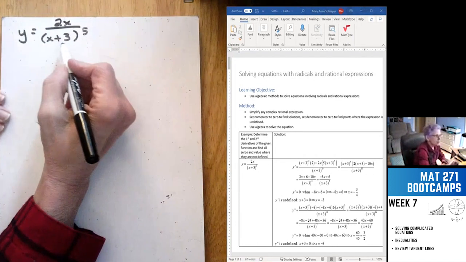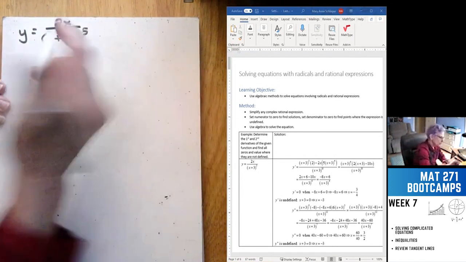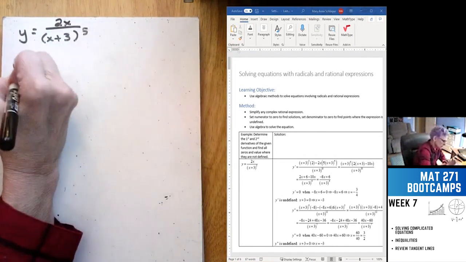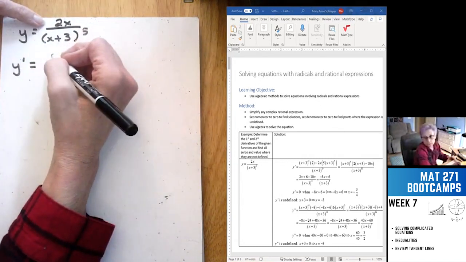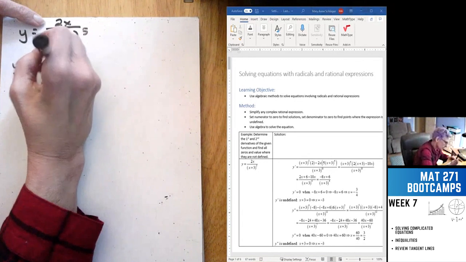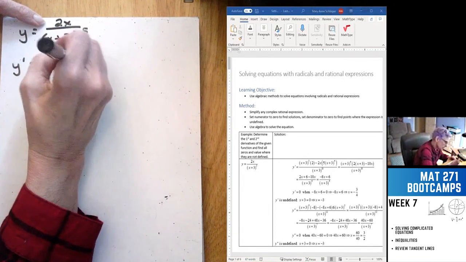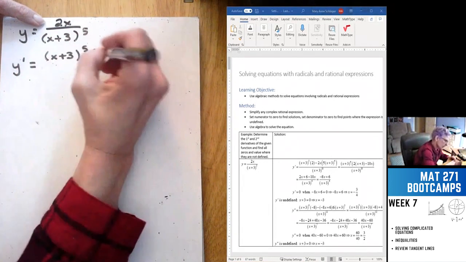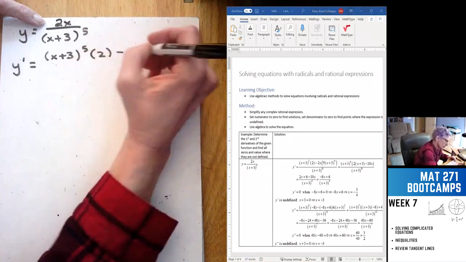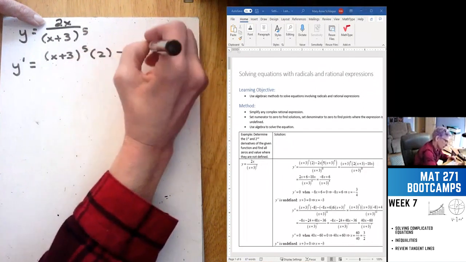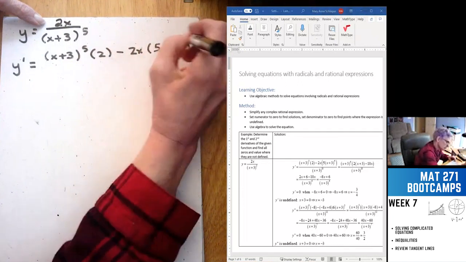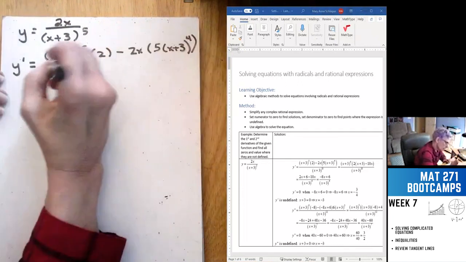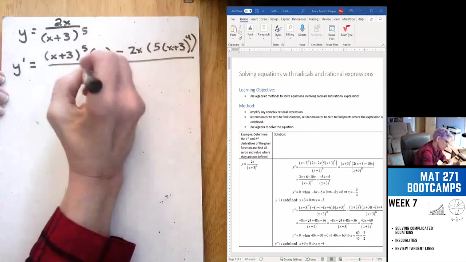So I've started with a quotient rule function. So y prime would be low, d high, less high, d low, all over low times low.